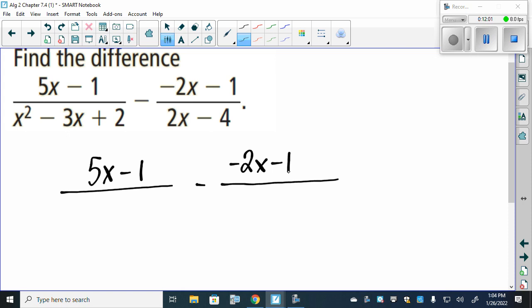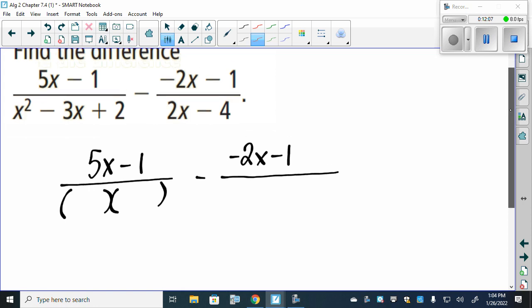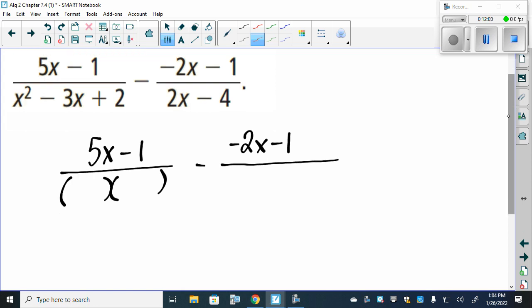Now we can factor the x squared minus 3x plus 2 first. Since the 2 is positive, the signs are the same and they match the sign of the middle term, which would be negative. X and x would be the factors of our x squared. And 1 and 2 would be the factors of 2 that we would want. So x squared minus 3x plus 2 would be x minus 2 times x minus 1.